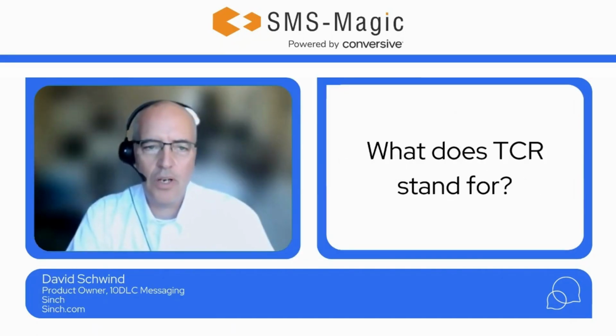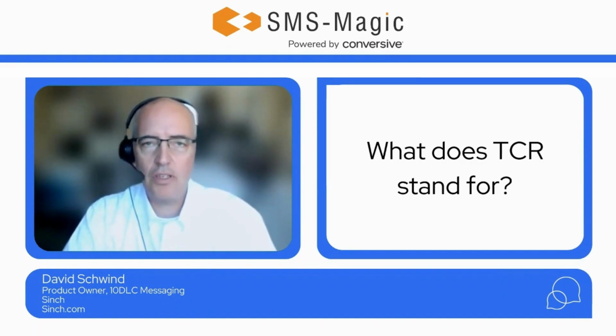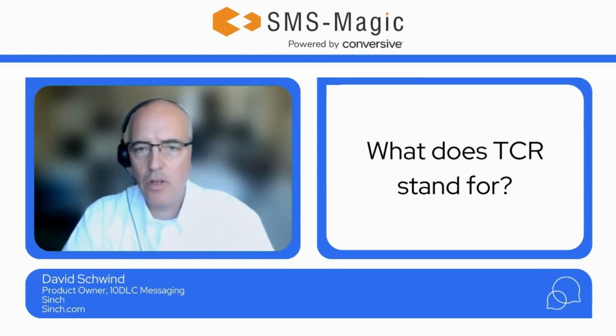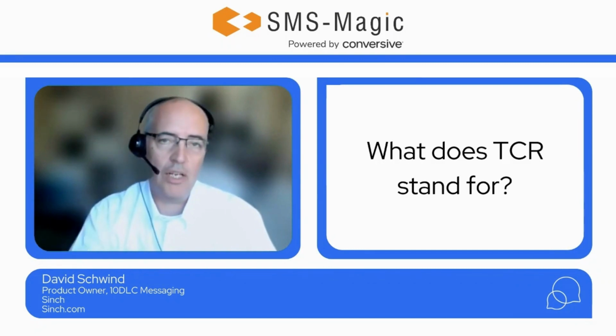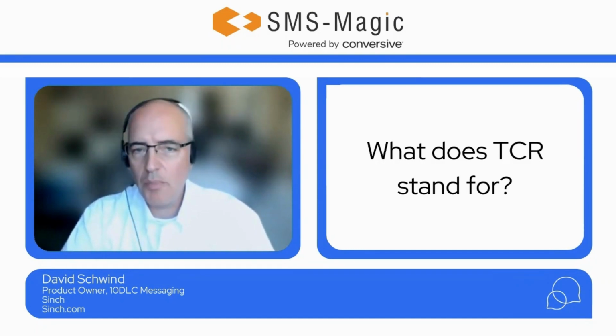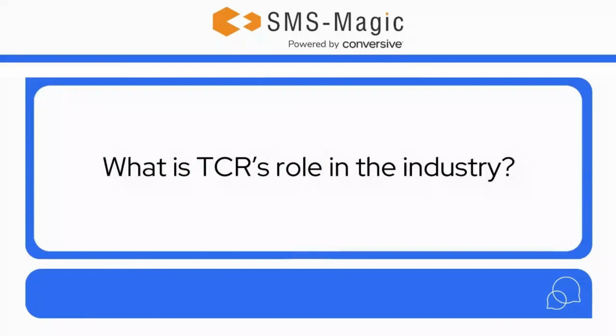TCR is short for the campaign registry. The campaign registry is the information hub that allows businesses to register brands and campaigns for the 10DLC messaging programs. This is where everyone who wants to do business messaging over long codes in the United States needs to go in order to register those brands and campaign information. All businesses are required to register with TCR in order to do long code messaging in the United States.